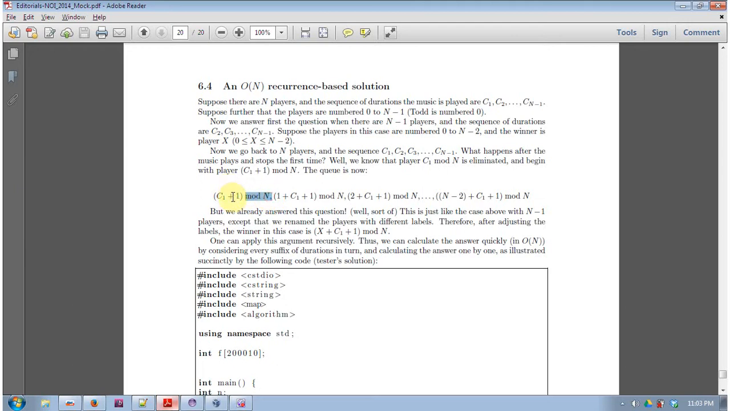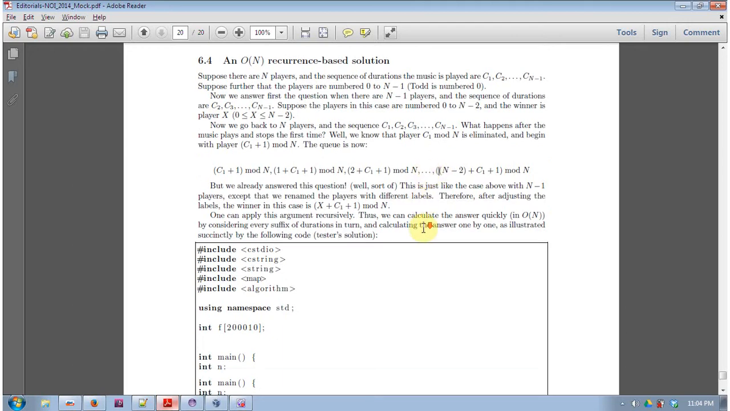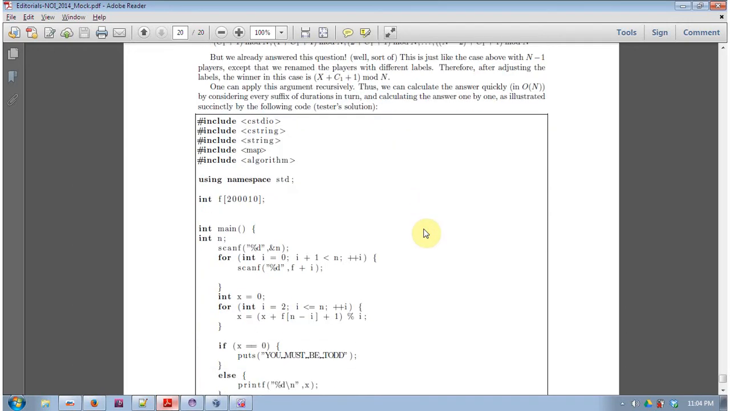So the next person who would be receiving is C1 plus 1 mod n. So after the first elimination, this is after the second elimination, and by the following case, this is after the first, second, up to n minus 2 elimination.